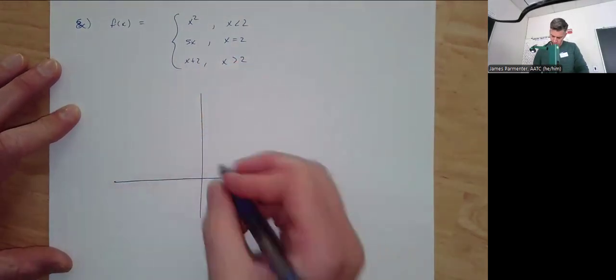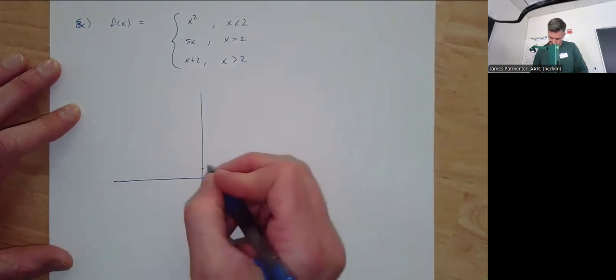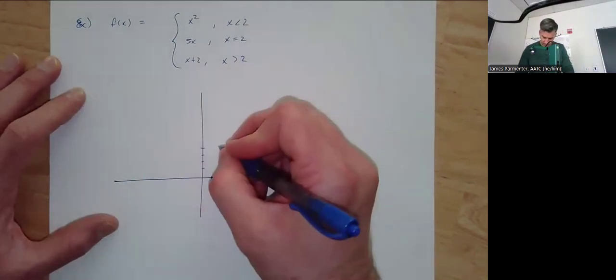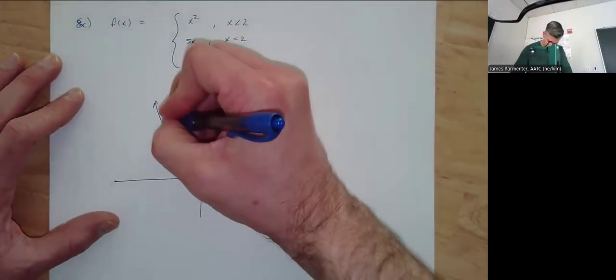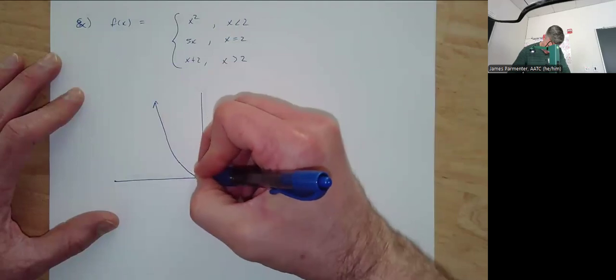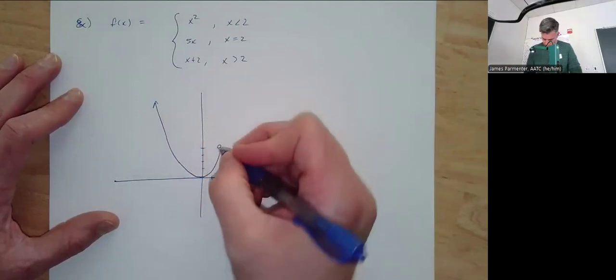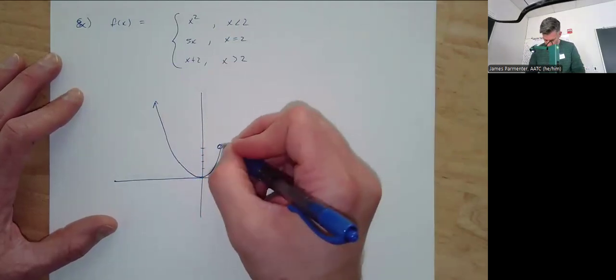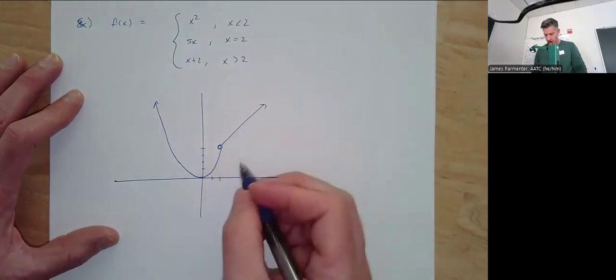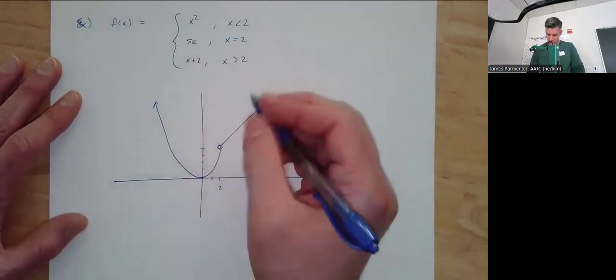So this one, make my graph extra big here. Again, the same graph from the first graph where you have your usual parabola on the left, and your straight line on the right. But then at the point 2, the y value is actually 10.